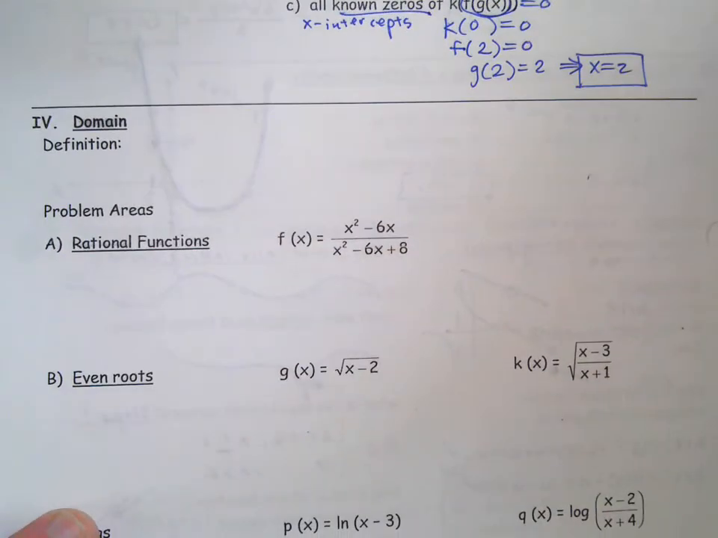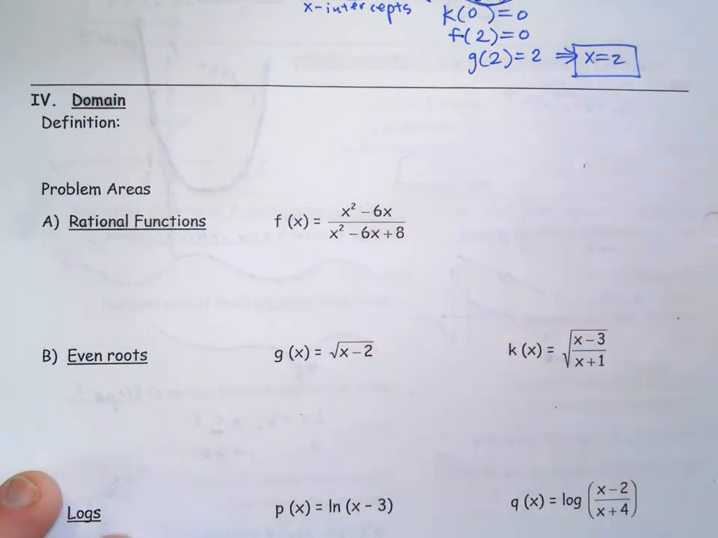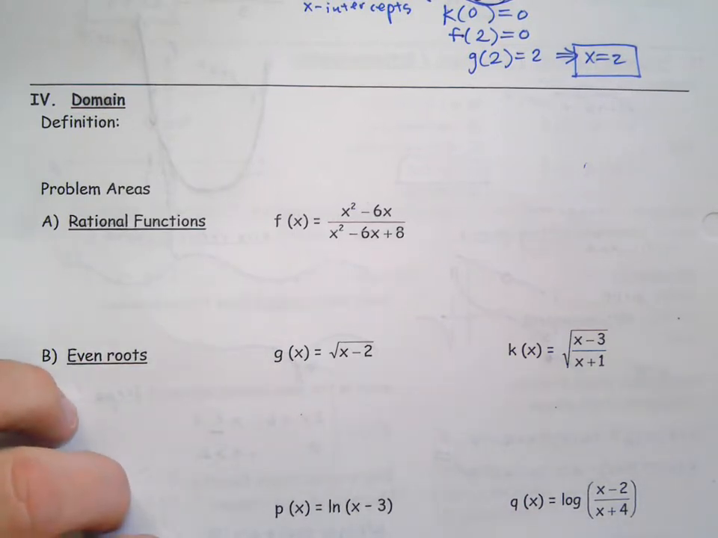Domain. Now we start talking about domain with logs, but there's lots of functions that have domain issues. And we need to watch out for them because it's often going to impact your answer, and no one's going to tell you, hey, watch out for the domain. You can't give answers where the domain doesn't exist because the graph and the function doesn't exist there. You can't tell me there's something true about a graph if the graph isn't even there.